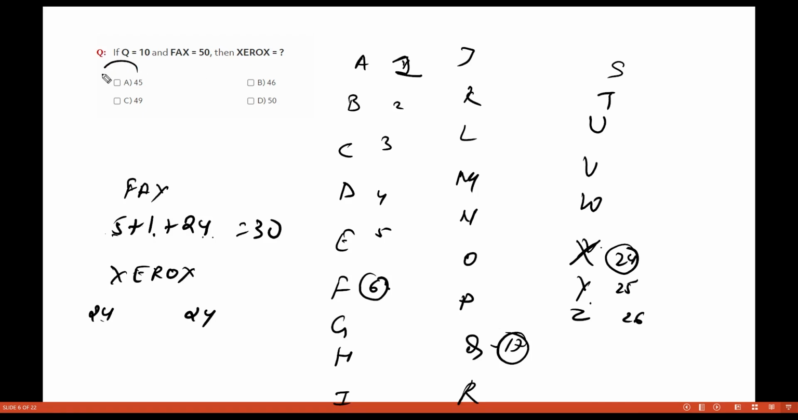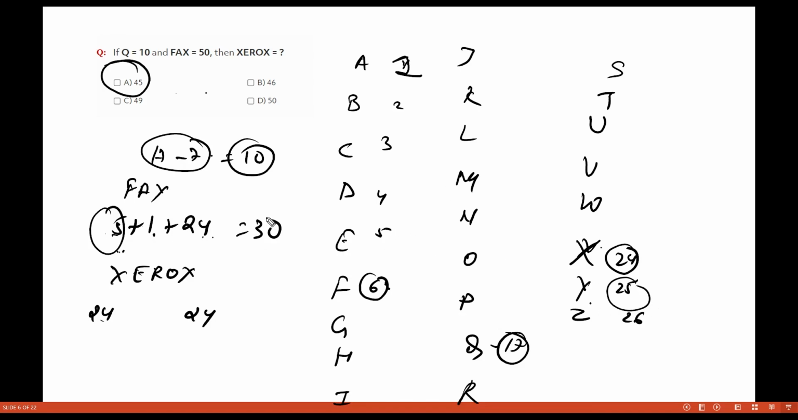Now see, Q is equal to 10, it is given. So either you subtract 17 minus 7, then you get 10. But if you see Fax, 5 minus 7 you will do, so the series will reverse. You will get something like 25, because 1, 2, 3, 4, 5, 6 and 7, so you'll get 25.